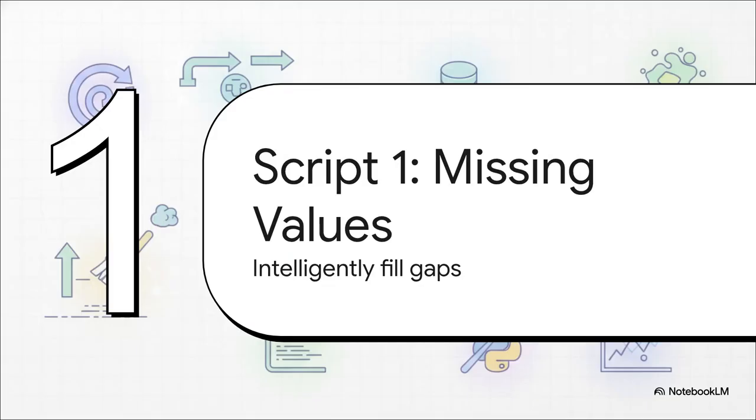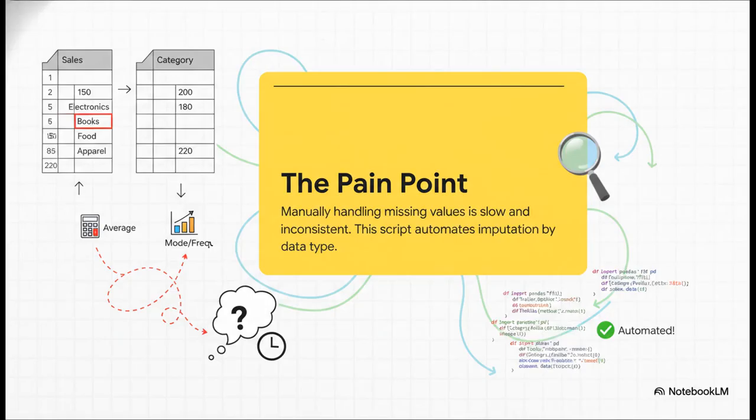Okay, let's get into our first weapon against the chaos. A script that handles what is probably the most frequent problem you'll ever see, missing data. Let's talk about the missing value handler. You know the question that always comes up first? What do we do with all these blank spots? You could just delete the rows, but then you're throwing away valuable data. The better way is to fill them in or impute them.